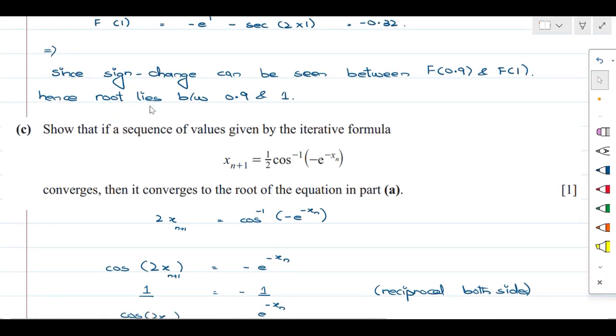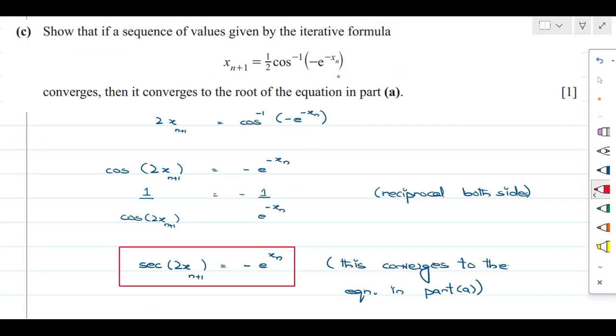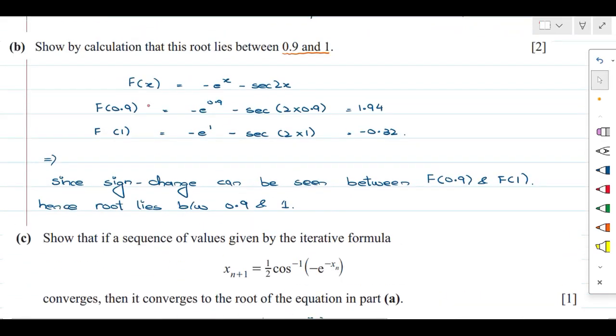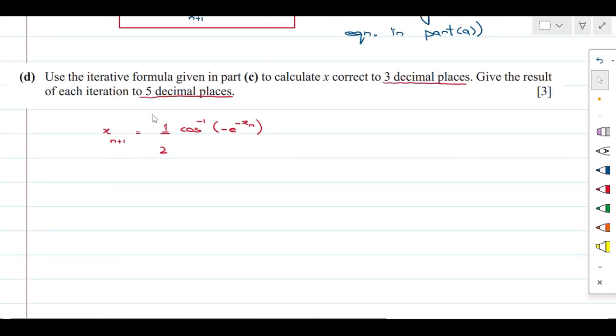Right. Okay, so as we have done that, this sequence of values converges and it converges to this equation, right? And we have done the roots of this equation, that the root of this equation lies between 0.9 and 1. We have already calculated that. So it means we have to take the initial guess between 0.9 and 1. So the initial guess, we can say x naught, we can take 0.95. You can take any number between 0.9 and 1, right? Now let's do the iterations.